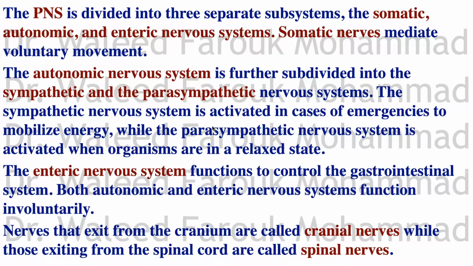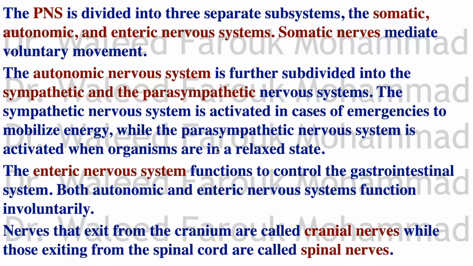While the parasympathetic system is used in the relaxed state, and it's rather responsible for many enteric functions. Because of the complex innervation of the gastrointestinal tract, it was subdivided and given its own category in the nervous system, which is called the enteric nervous system. And it's the nervous system that controls the functions of the GIT.